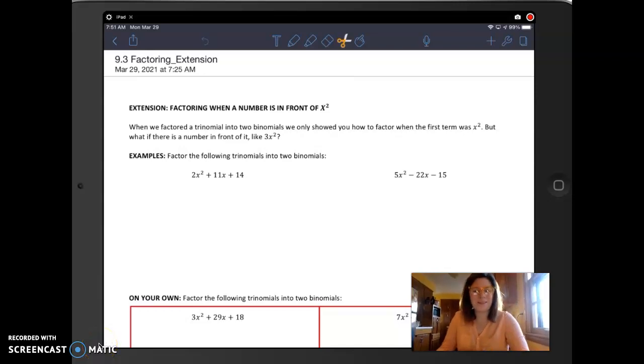Hi. All right, this is your optional lesson. You do not need to do this lesson if you do not want to, but there's an extra credit assignment or question on the test that's going to be about this kind of factoring. I think it's really interesting and it's really challenging, so let's get into it.